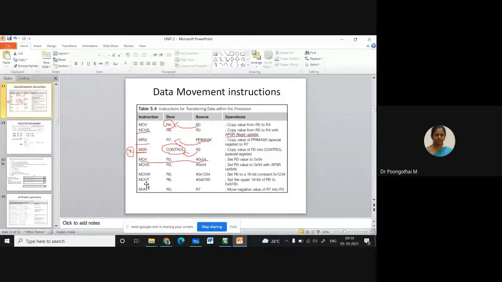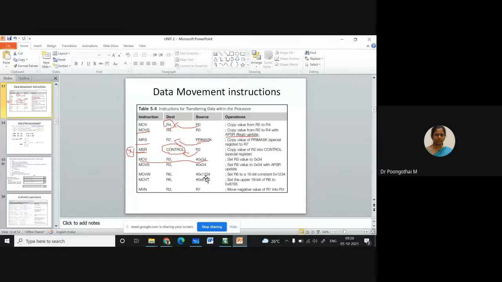Very good. Okay. Next, 54. So move S is for transferring a 32-bit immediate value, that is 34, to the R3 register. After the data transfer, your flag status will be updated in the APSR register. 54. Yes, ma'am. So what is the purpose of the move W instruction? To move a word, ma'am. A 16-bit constant to R6 register.